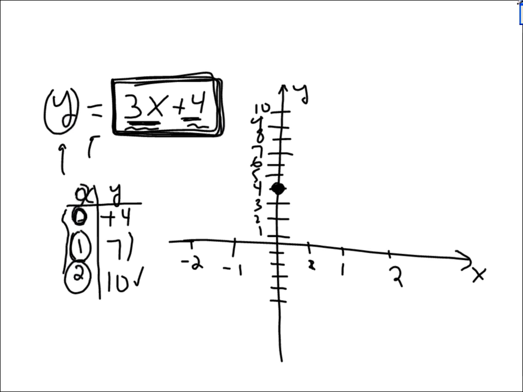1, 7. Go out to 1 and then go up 7. And then x is 2 and y is 10. Go out to 2 on the x and then go up to 10. And there's your line.